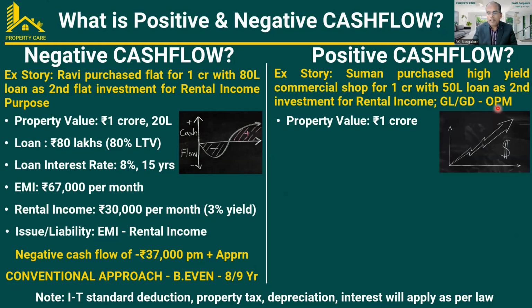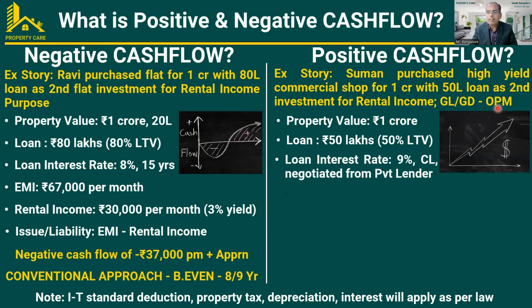Okay, so the property value is 1 crore, the loan is 50 lakhs and the interest is 9%. This is a commercial loan Suman is taking, negotiated from a private lender. Usually if you go to a nationalized bank or any other leading bank, it will be up to 12%. So he took a different route, meeting a private lender and taking the loan from a person, negotiated to 9%. So it is something unconventional.